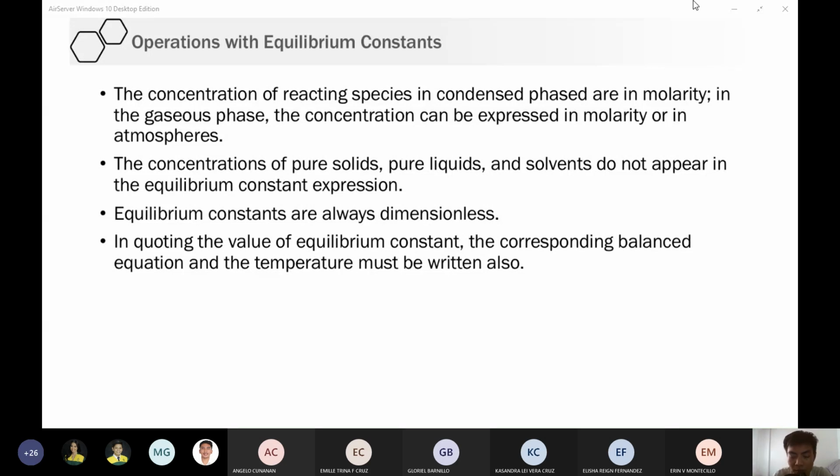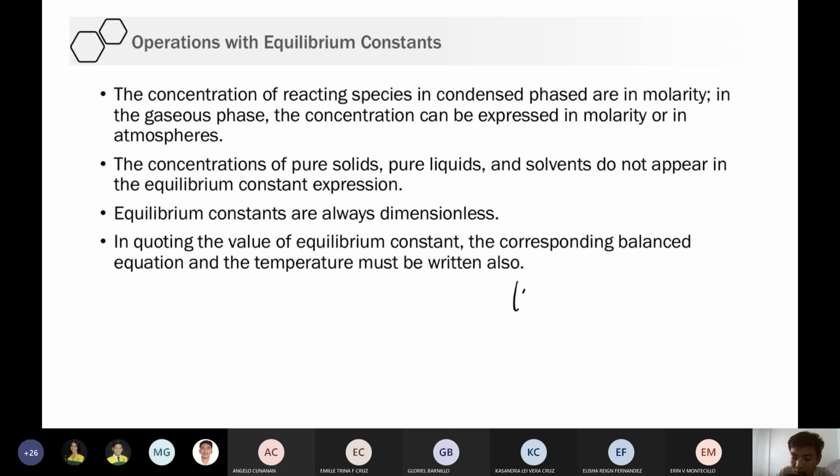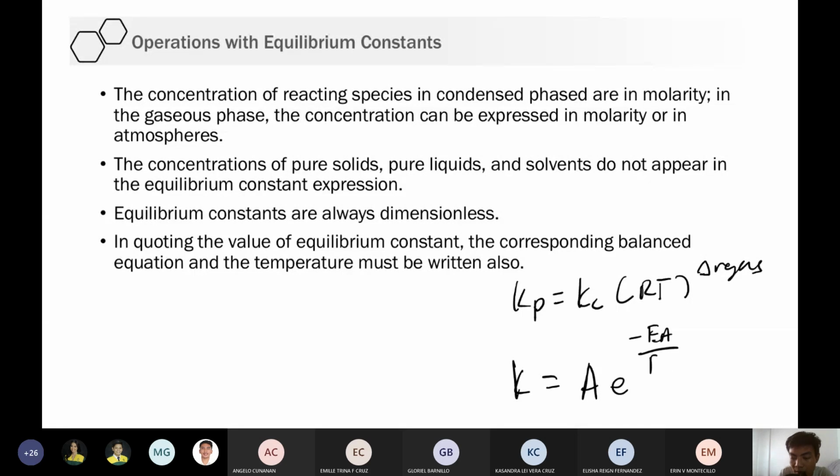And also yung temperature, important din. Bakit? Paano? Naaalala nyo pa naman siguro to, no? Yung Kp equals Kc (RT) to the delta n gas. So that means their values are dependent on the temperature. Ano pa? Yung Arrhenius equation noong senior high nyo, k equals A exponential negative activation energy over RT. So this Arrhenius equation tells us that the rate constant is related to the temperature, no? So nagbabago sila.